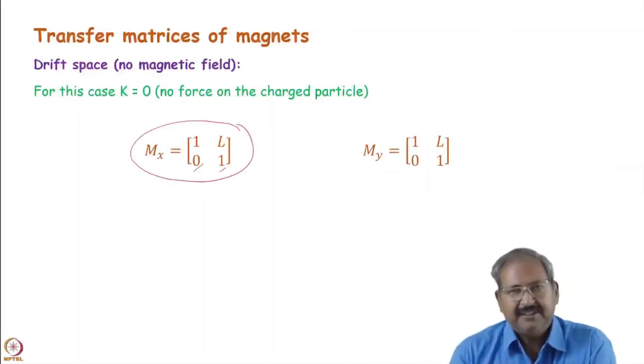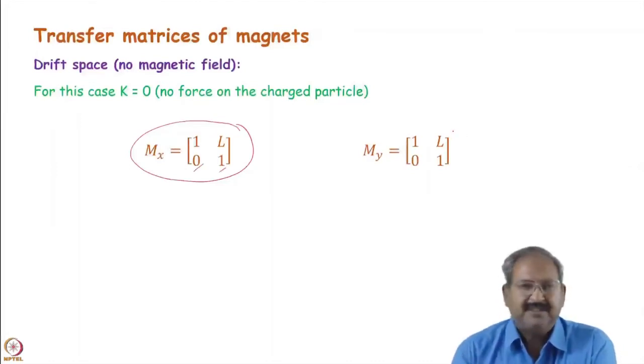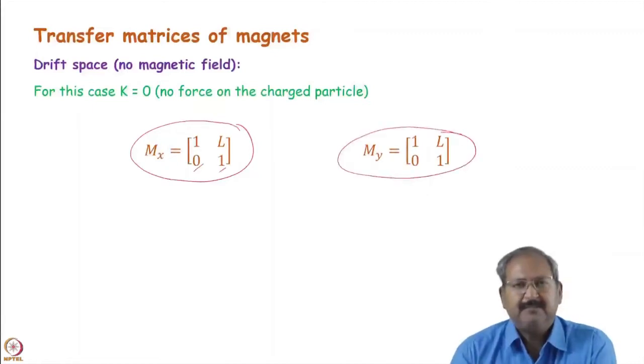Similarly, drift space is the same in the vertical plane also, because there is no force in the drift space, either in the horizontal plane or in the vertical plane. So the matrices in the horizontal plane and vertical plane are the same in the case of drift space. So in drift space, in the vertical plane also, we have 1, L, 0, and 1.